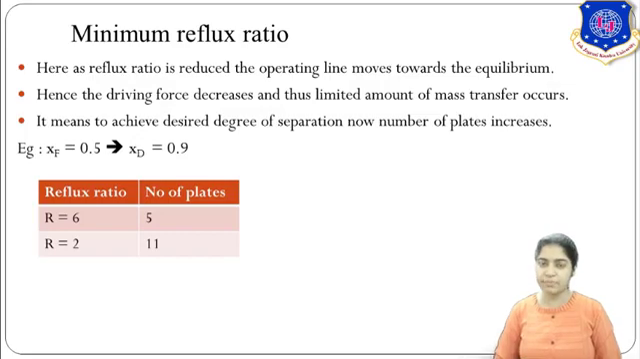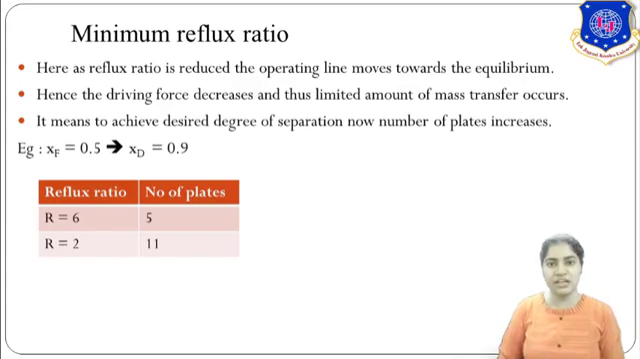You can see it is totally opposite to the total reflux condition. The driving force decreases here, so there is very little scope for mass transfer to occur. It means that to achieve the desired degree of separation, the number of plates has to be increased. For example, if your desired separation is from 0.5 you have to increase it up to 0.9. Okay, so we are taking two conditions here.